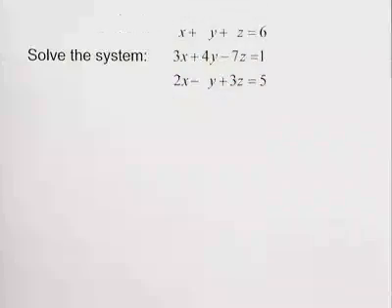Let's solve a system involving three variables. All right, there it is in all its glory here. x plus y plus z equals 6, 3x plus 4y minus 7z equals 1, 2x minus y plus 3z equals 5. All right, we're going to use the addition approach here.